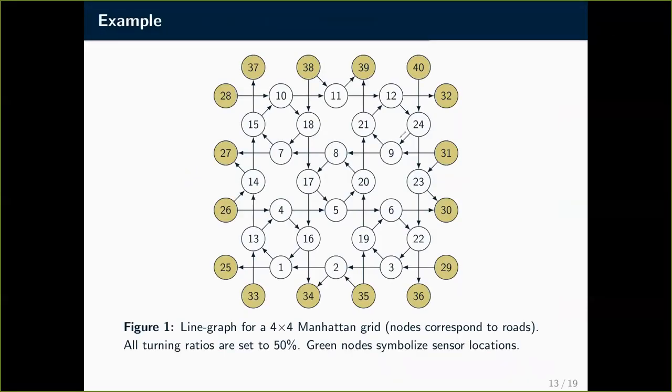To show in a more graphical way how to use these theorems, or what the results are, we take as a simulation example this network, which is a Manhattan grid of 4x4 intersections, in which, just for simplicity, we set all of the turning ratios to be 50%. The green nodes are the boundaries where we have sensors, and the white nodes are the internal nodes that we're interested in. So for each of these nodes, we want to know how many partitions we need.